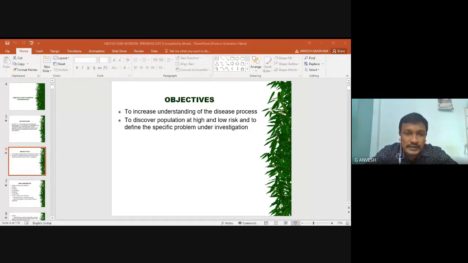The first thing is to increase understanding of the disease process, and the second thing is to discover populations at high and low risk and to define the specific problem under investigation.